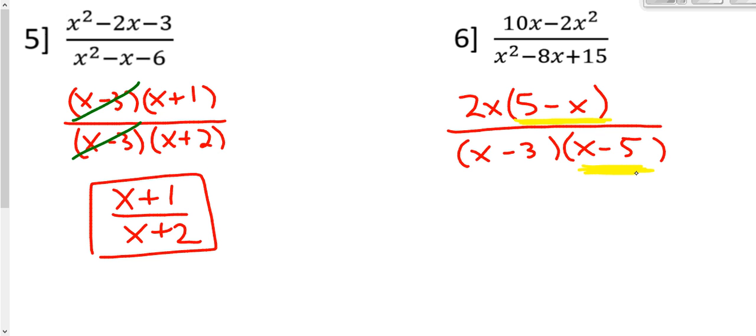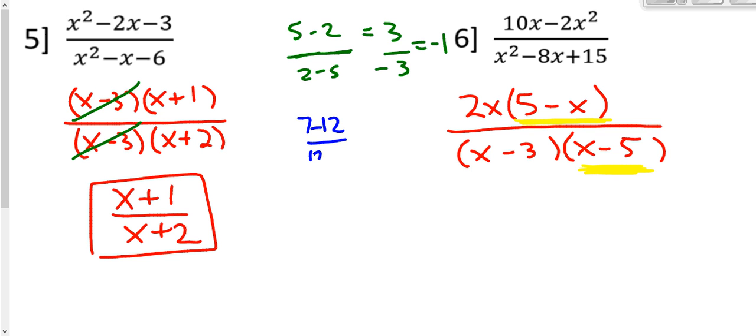Those are not the same, so we can't just cancel them. But do they have a relationship? Let's put some numbers in there. What if it was 5 minus 2 and 2 minus 5? 5 minus 2 would be 3. 2 minus 5 would be negative 3. They would actually be opposites. And what happens when you divide 3 by negative 3? You get negative 1. Does that always happen with opposites? Let's take another case just to convince ourselves. What if it was something like 7 minus 12 over 12 minus 7? That would be negative 5 over 5, and that would be negative 1.